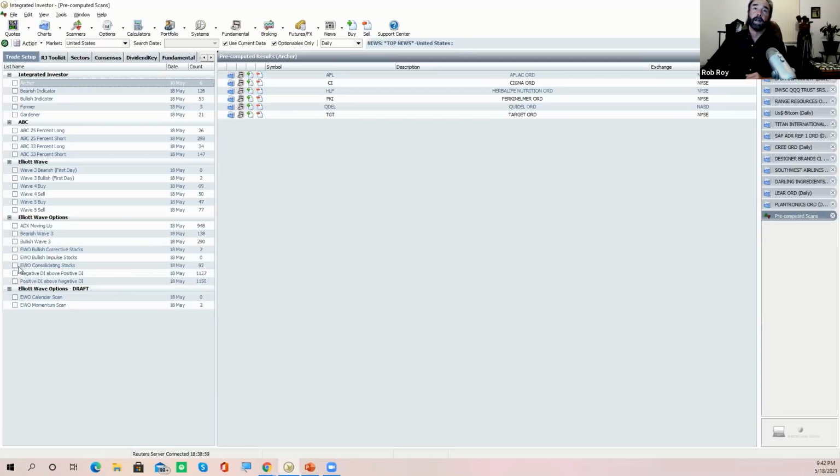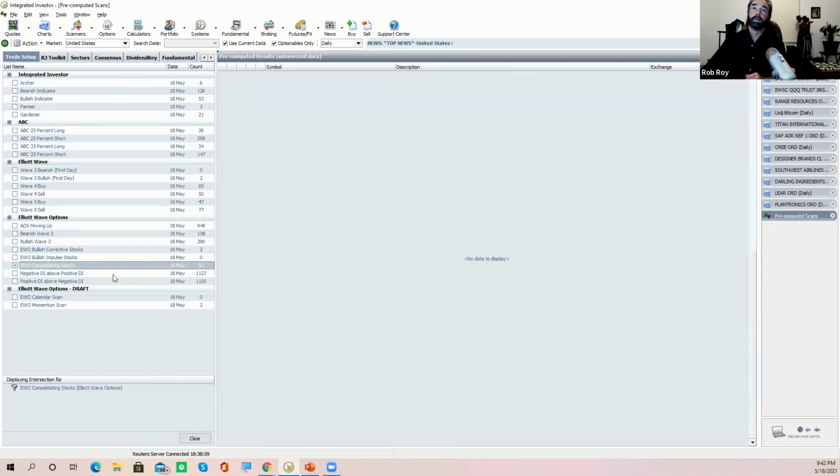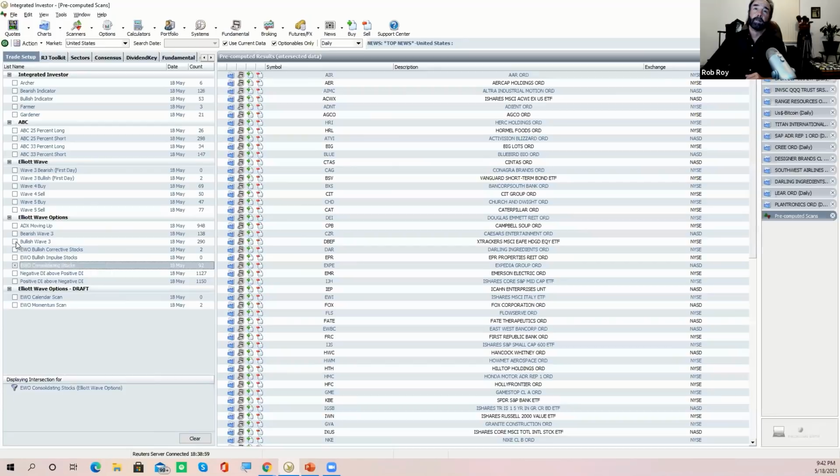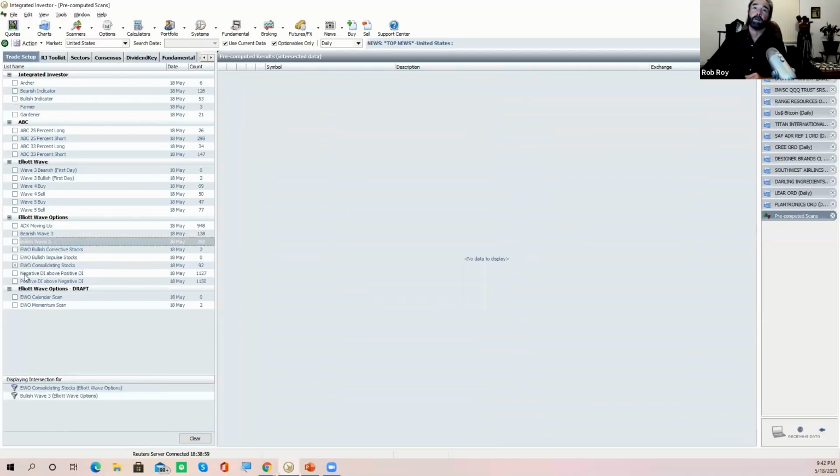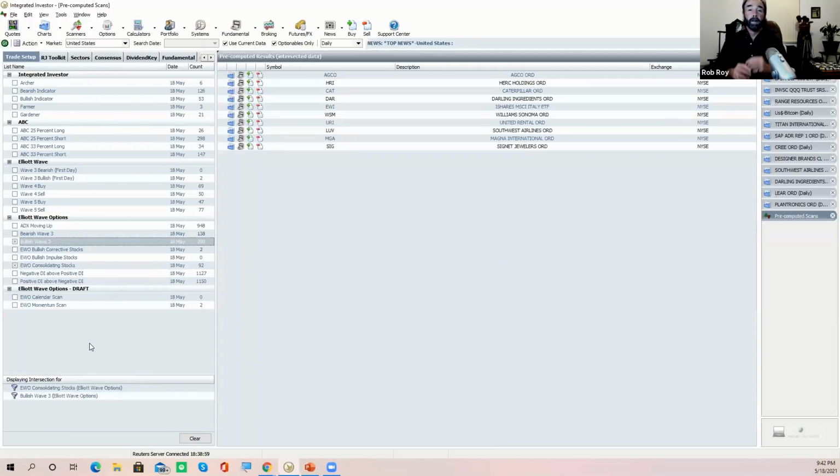So let's go look at consolidating. And we can look at the wave 3s because that's a lot. There's 92 stocks that are consolidating. It's too many to look at right now. So let's click on bullish wave 3. Now it adds both filters in there. So we're looking at what stocks are consolidating, but are consolidating within a wave 3.